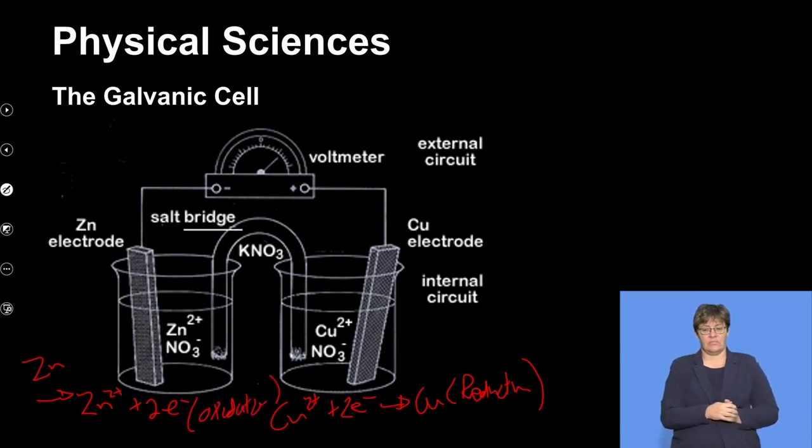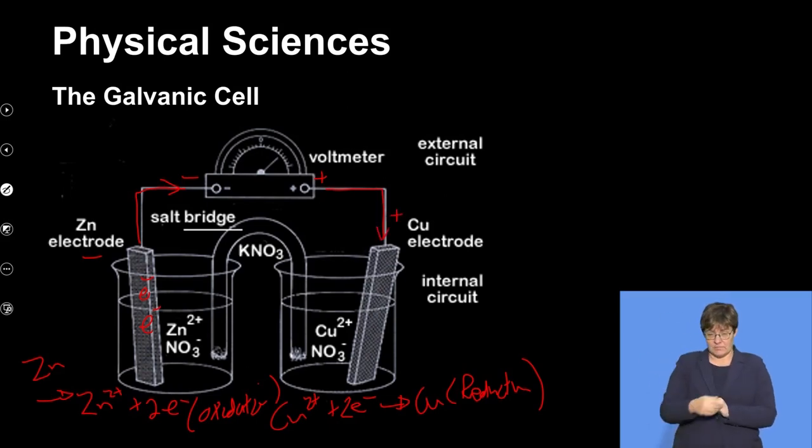Now, what's important is that the zinc jumps into the solution and electrons are deposited onto the metal. That means that this electrode now becomes the source of electrons. And if it's a source of electrons, it is given the sign of negative. So it's connected to the negative terminal of the voltmeter. This is the positive terminal of the voltmeter. The electrons move in the external circuit from the negative towards the positive.